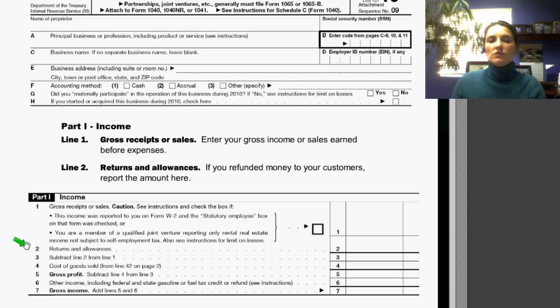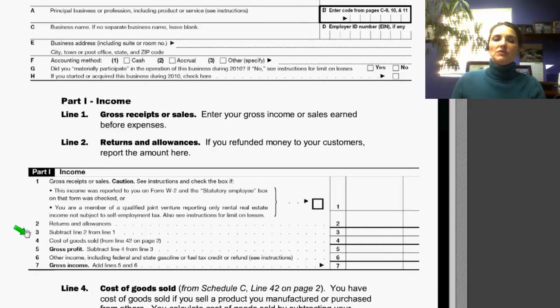Then on line 2, you report your returns and allowances. So if you refunded money to your customers, this is where you would report that. Next, you subtract line 2 from line 1, and you enter the total on line 3. Then we have cost of goods sold, and I'm going to get to cost of goods sold in a little bit. It's farther down the form. But the amount that you figure for cost of goods sold on page 2 of Schedule C is carried over and entered here on line 4.